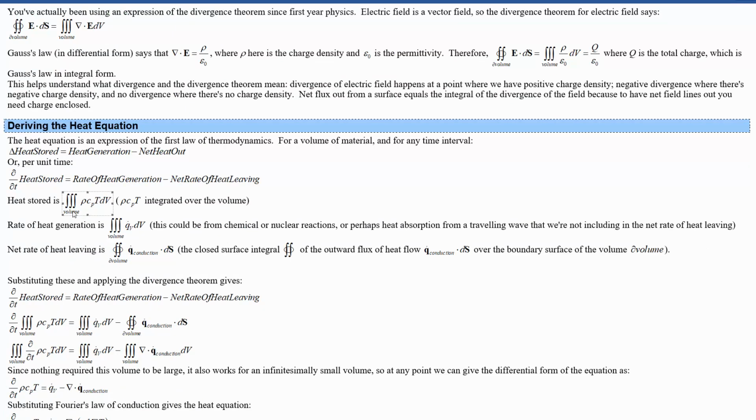Heat stored, total heat stored, is the integral over the volume of heat capacity Cp times the temperature. The rate of heat generation would be integrating the total volumetric heat generation rate over the volume, and the net rate of heat leaving would be the integral over the boundary of that volume of the heat flux density. So the net flux out of the heat flux density tells you what the rate is of heat leaving this volume.